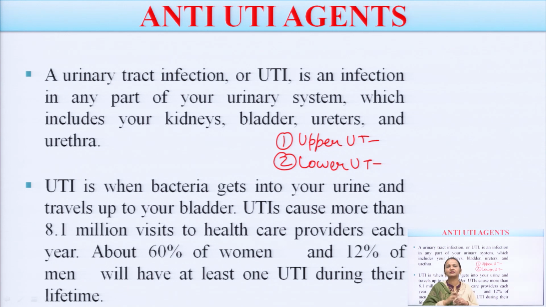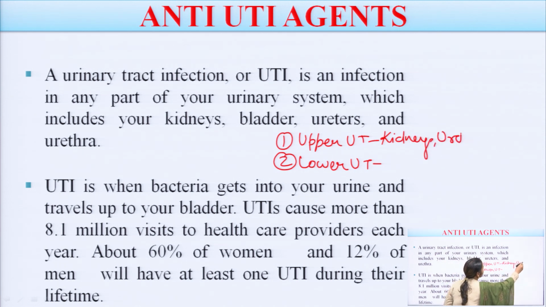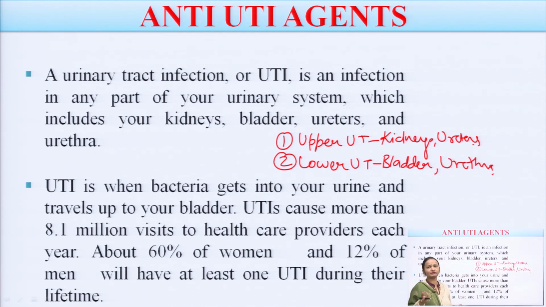So, we must be familiar with what a urinary tract is. The urinary tract can be divided into 2 types, the upper urinary tract and the lower urinary tract. The upper urinary tract is made up of kidneys and ureters, and the lower urinary tract is made up of urinary bladder and urethra.